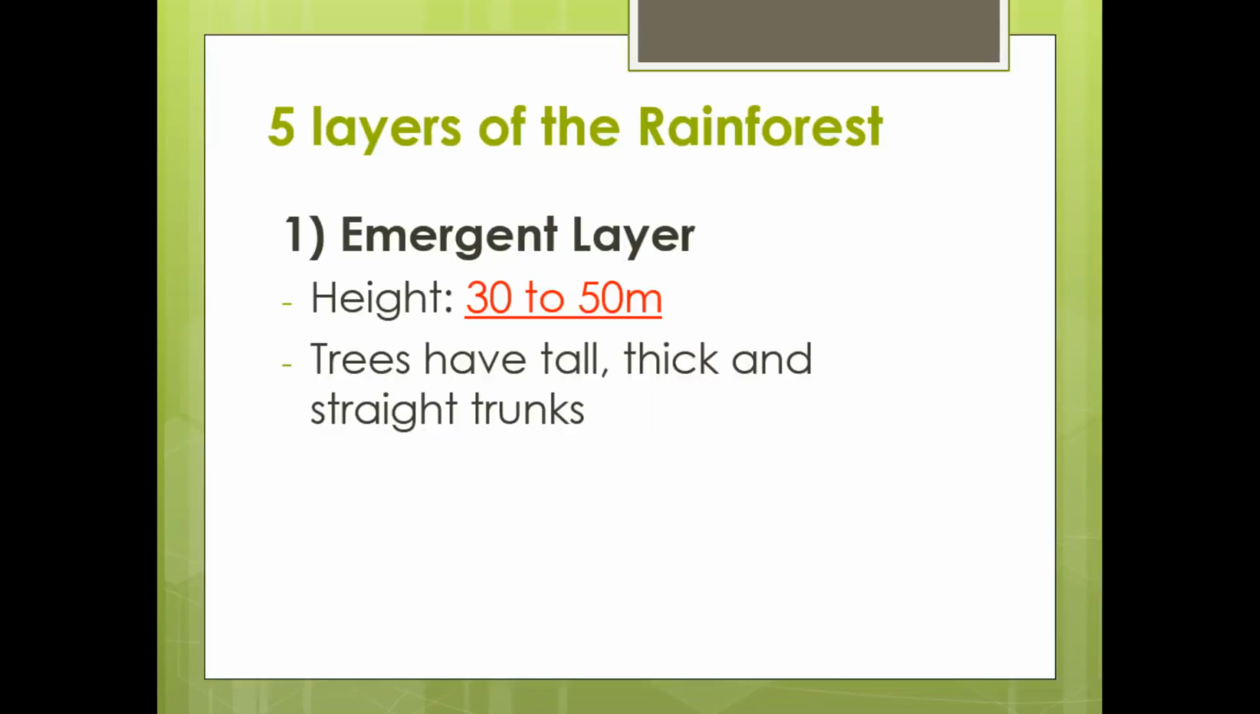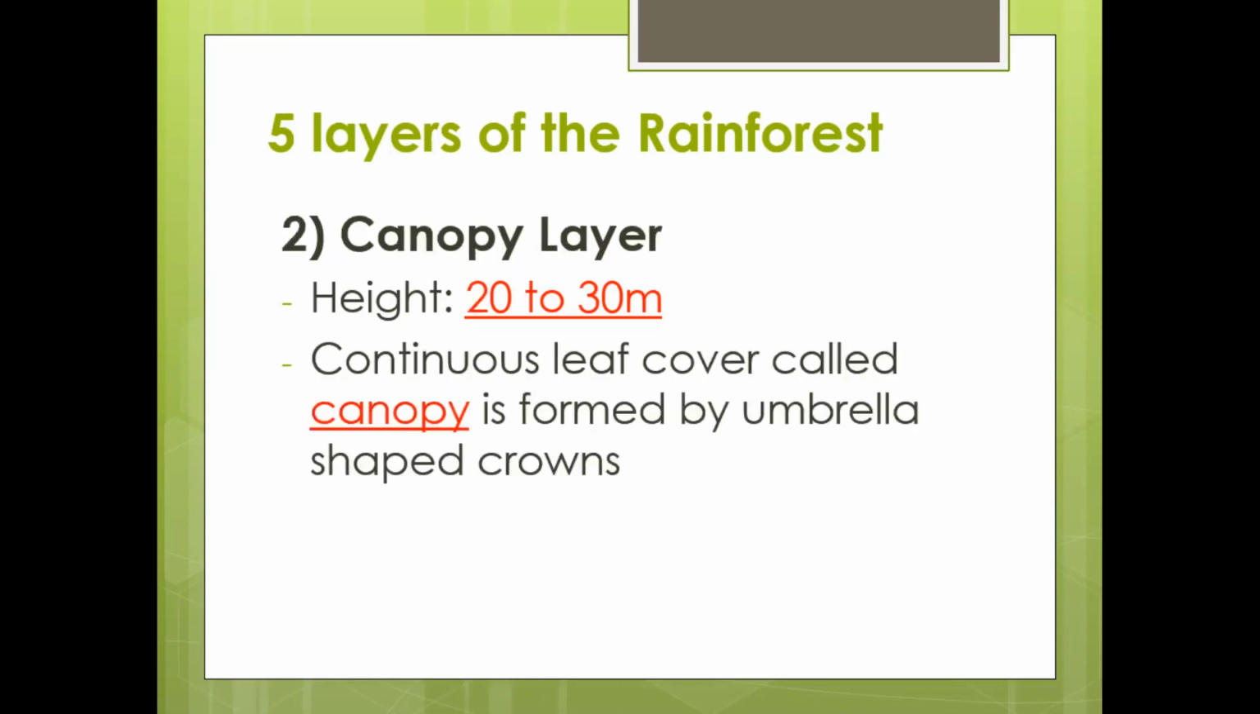Okay, let's go on into the emergent layer. The emergent layer, being the tallest layer, is between 30 to 45 to 50 meters. And normally the trees are tall, obviously, and thick, and they have thick and straight trunks. Okay, so they go tall, reaching up.